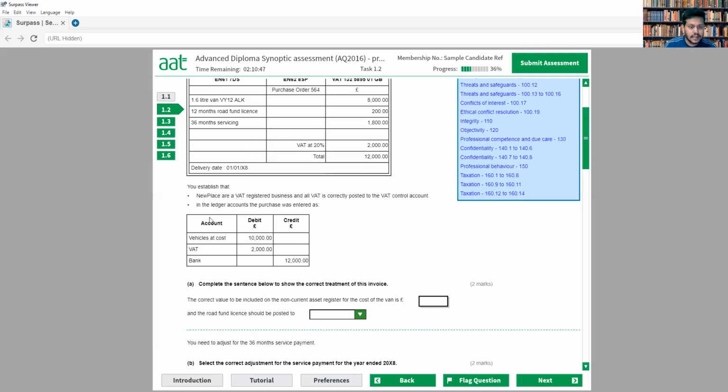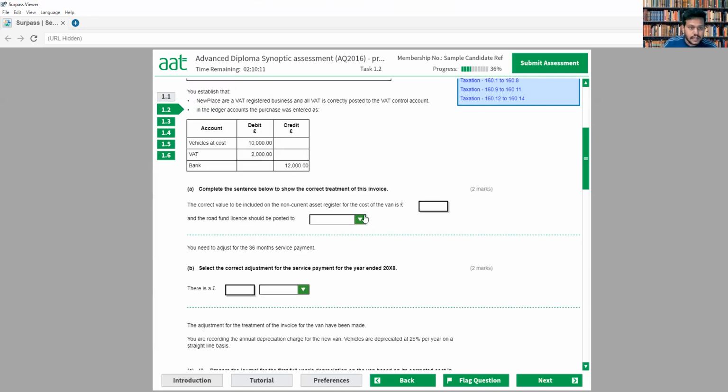Then in the ledger account, the purchase was entered as vehicle at cost 10,000, VAT 2,000, and bank 12,000. So from the bank, we paid 12,000. We understand it. For the vehicle, we paid 10,000 and 2,000 is the VAT. So VAT is not the cost anyway. But remember that from this 10,000, I will not be able to capitalize everything on the non-current register, because this 200 for the road fund license and 1,800 for the servicing is not part of the van.